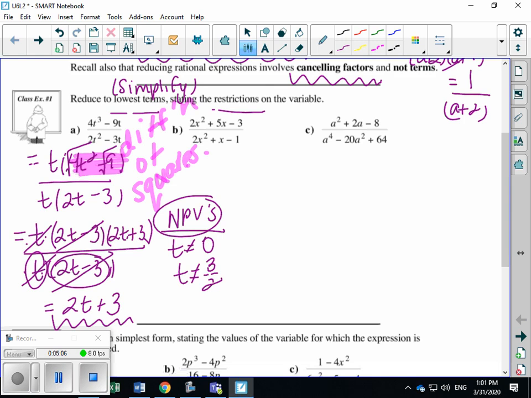Now we're going to look at B. I'm not going to worry about C here, so we're going to scrap that one so we have all the space to the right.